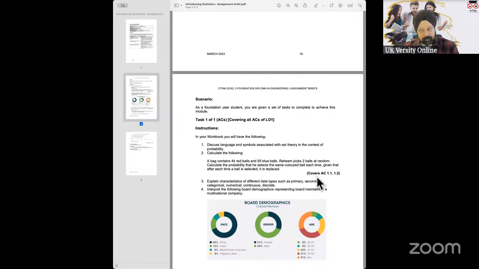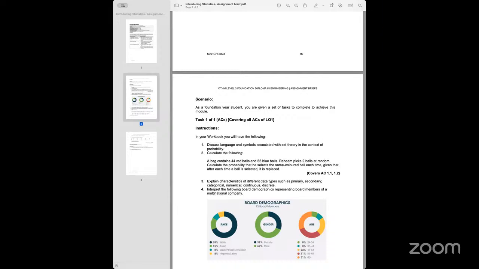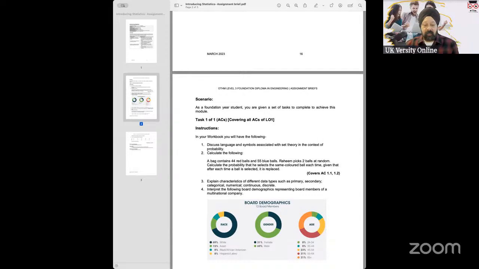Correct? And if it is going to be a blue ball that you pick out, it is going to be a probability of 55 divided by 99. Is that okay? Now, because I can't predict what I'm going to pick out, this is just on an assumption basis.